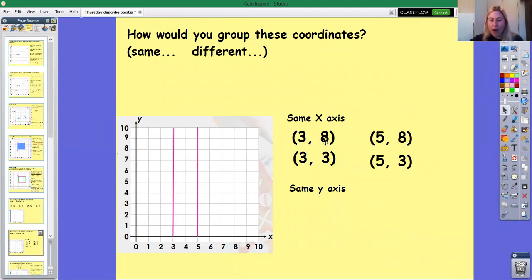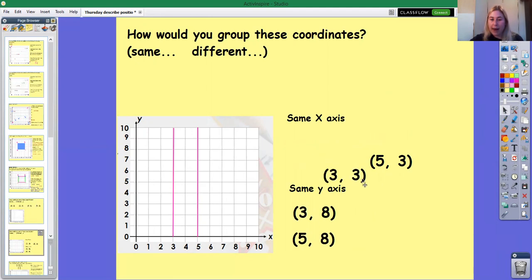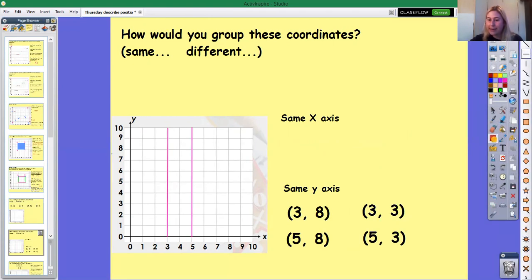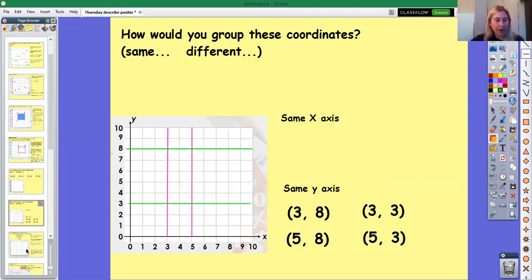Now let's look at the same y-axis points. So if I take 3, 8 this time, I'd need another 8, because that's the y-axis, it's the second number. So there we go. And now I'd need to have 3s as the y-axis. So let's look again. I'll use a different colour for the y-axis. So if we had both points along 8 on the y-axis, it would be along this line, which is horizontal. Let's check again. So if both y-axis points were 3, it would be along this line. So we've just proved our point, haven't we?